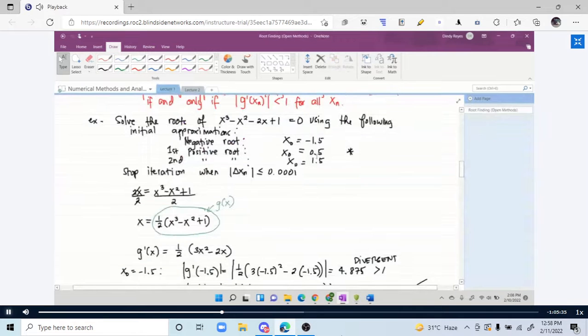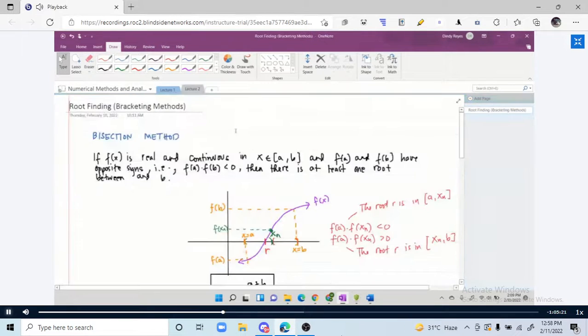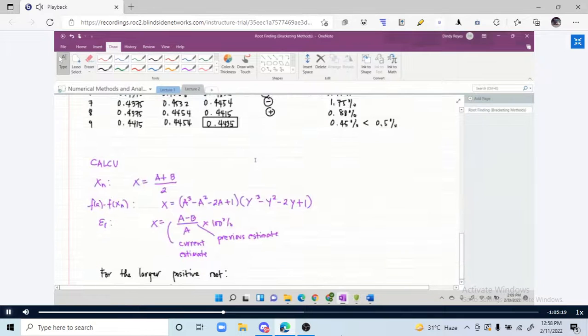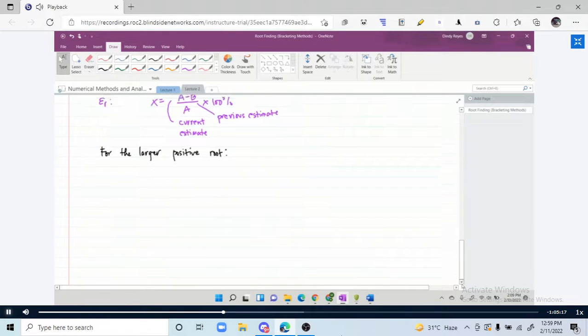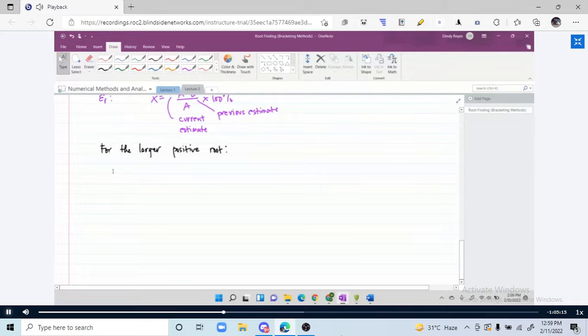Okay. In our first lecture, the initial approximation for the larger positive root is 1.5, no? So second positive root, 1.5. So it means to say that the larger positive root is in between 1 and 2. Our A here would be 1 and then B is 2. But let's check. What is f of 1 equal to? F of 1, we already know that. It's equal to negative 1 a while ago, right?